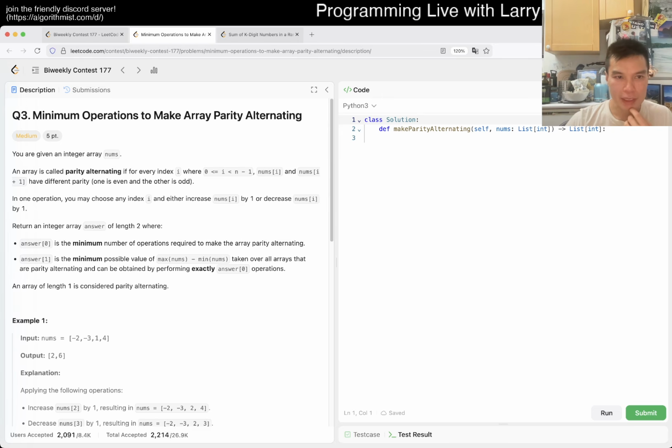I have different parity. One is even. I guess that's reasonable. You choose any index and it goes by 1, decrease by 1. Okay, that seems straightforward for this one, maybe. But minimum possible value of. Huh. That part seems a little confusing. Oh, I'm not. I don't know.